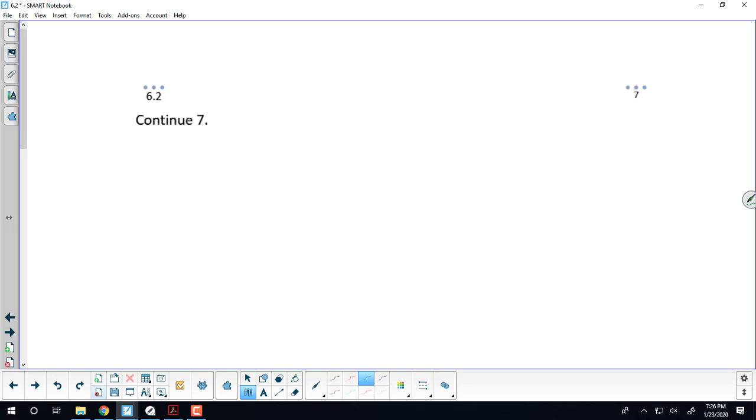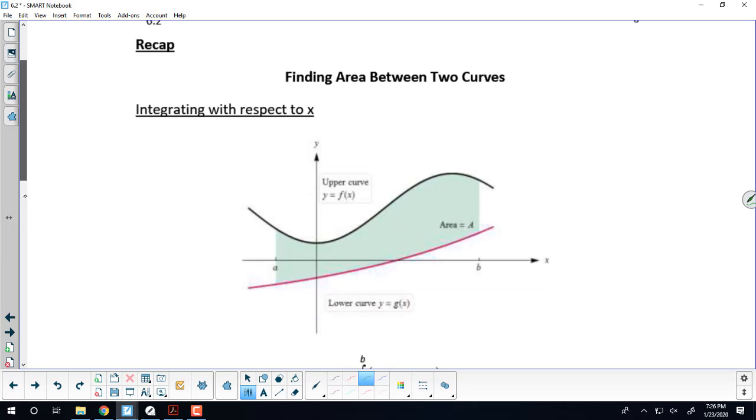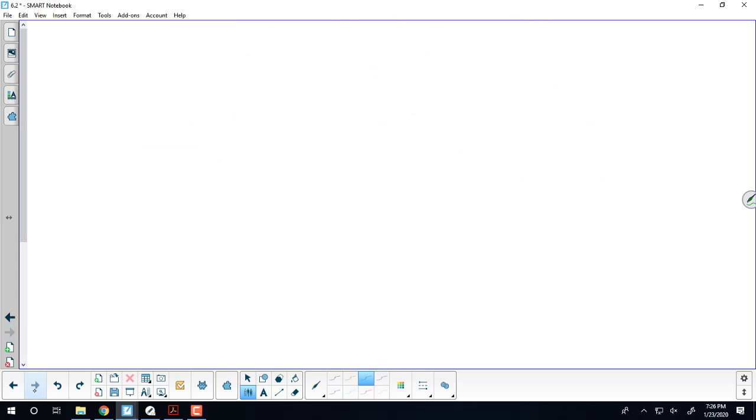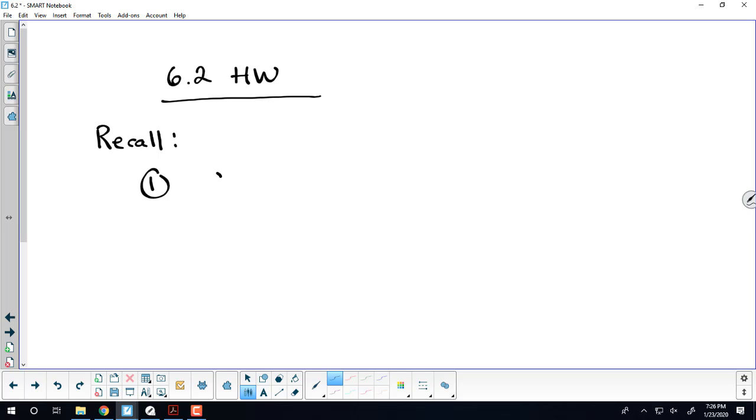Okay, so there's that summary here, and then I'll go ahead and add another page for a couple of things in the homework to remember. So for the 6.2 homework, one of them we've used quite commonly already.